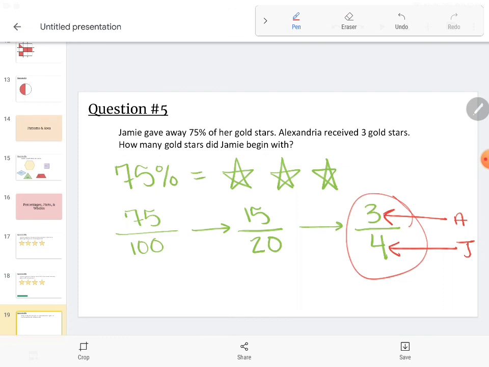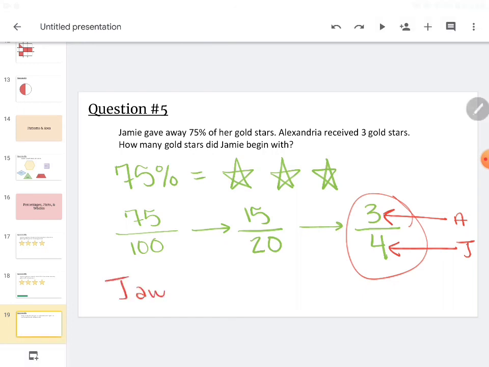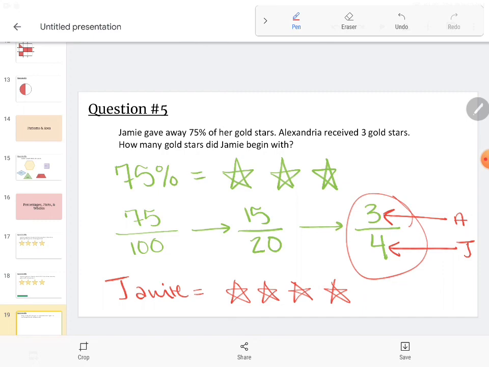Alexandria got 75% of Jamie's stars, or 3/4 of her stars, which means that Jamie started out with 1, 2, 3, 4 gold stars. So red right now, but 4 gold stars.